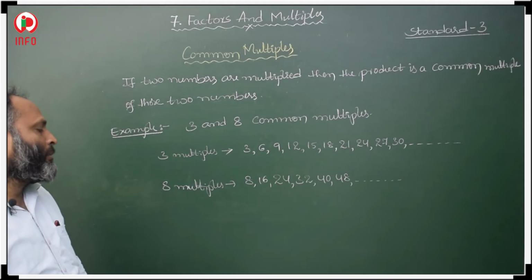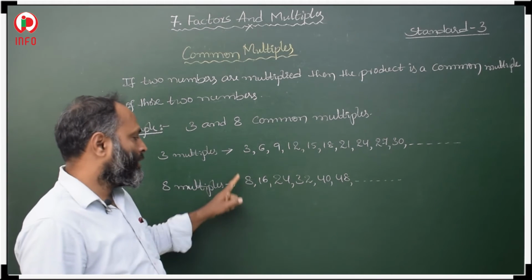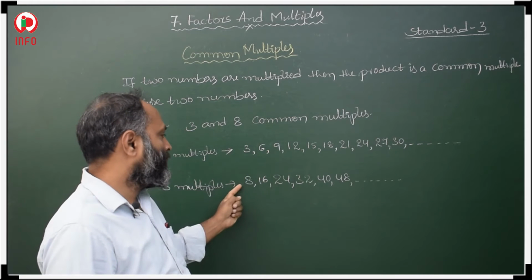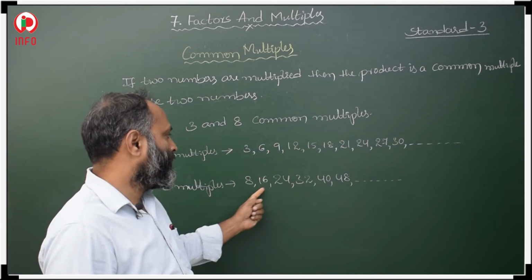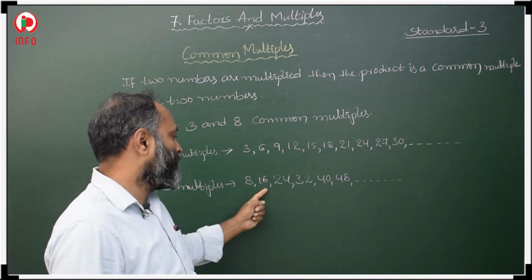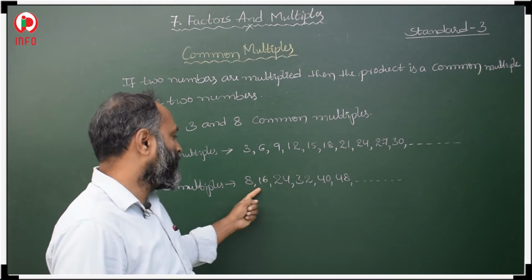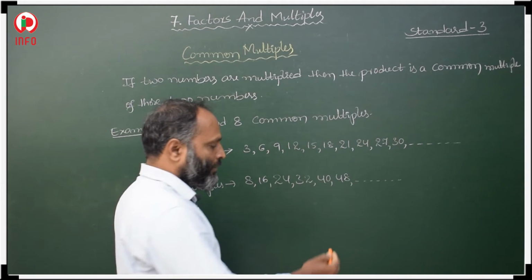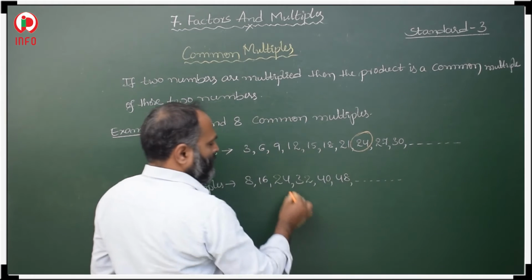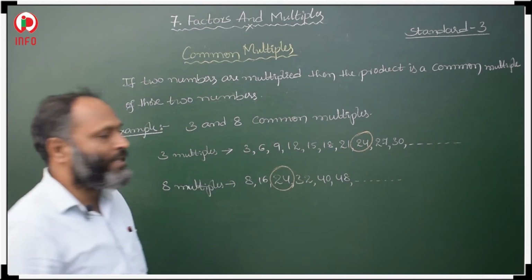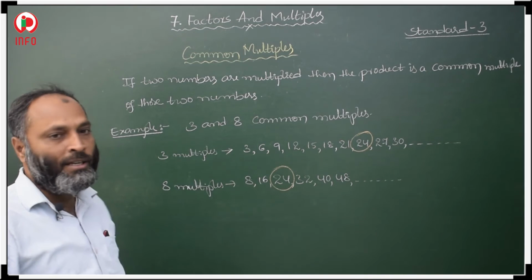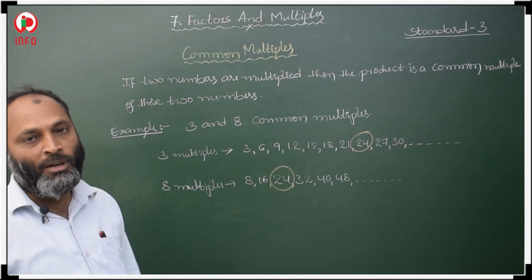Then what are the common multiples? See here. Here 3 is there. There is no 3 here. Here 6. We don't have 6. Here 9. We don't have 9. Here 12. We don't have 12. Here 15. We don't have 15. Here 18. We don't have 18. Here 21. We don't have 21. Here 24. 24 is common. So 24 is a common multiple of 3 and 8.